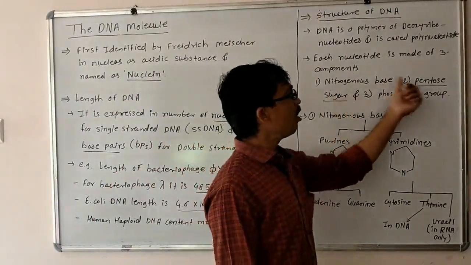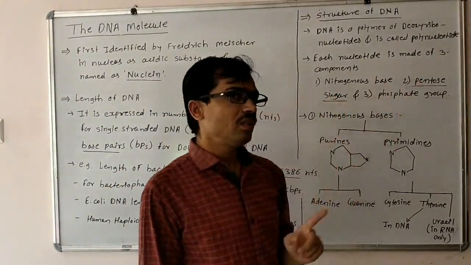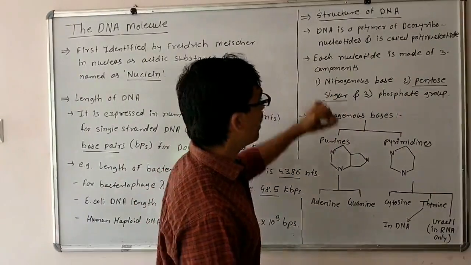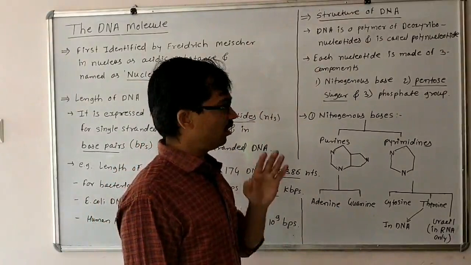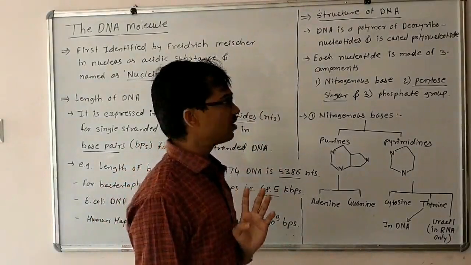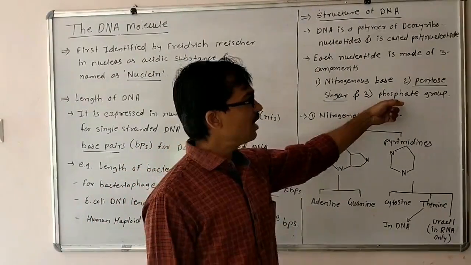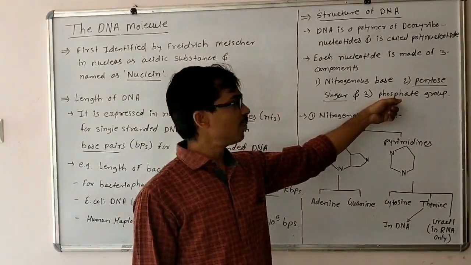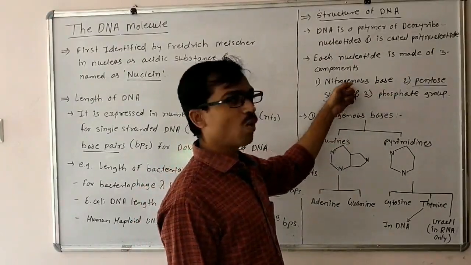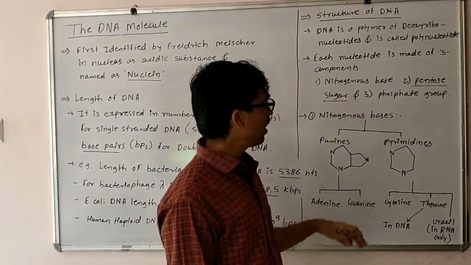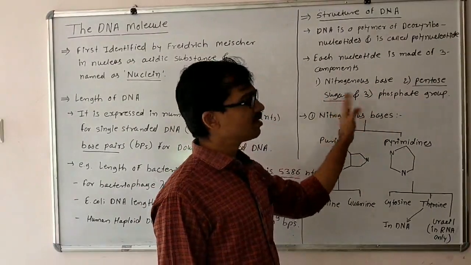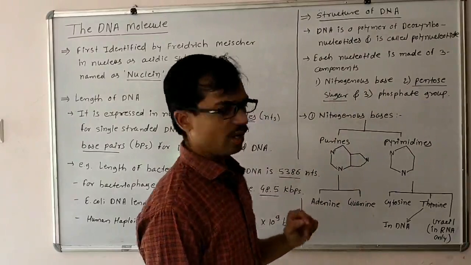The nature of the pentose sugar in RNA and DNA differs, and one of the nitrogenous bases in DNA and RNA differs. That is the only difference in the structure of DNA and RNA. Otherwise, DNA and RNA both contain the same types of phosphate groups, three common nitrogenous bases, adenine, guanine, and cytosine, and the pentose sugar is slightly different in RNA and DNA.